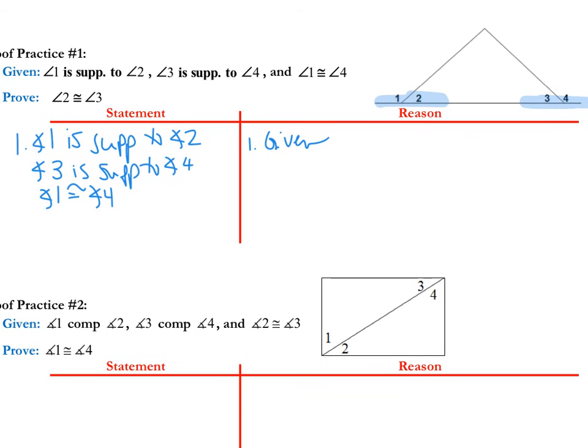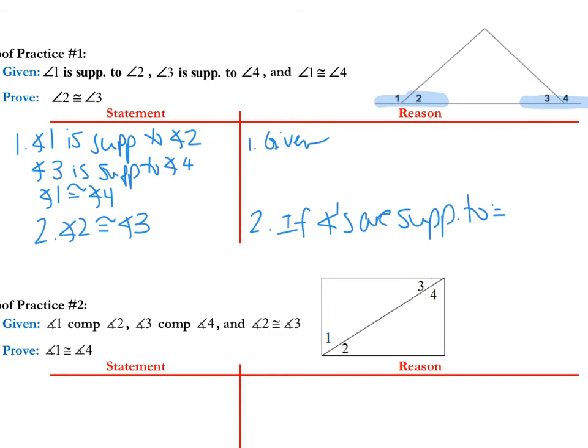Okay. Well, this one's actually pretty quick because we already know that we have two pairs of supplementary angles, and we already know that one of those from each is congruent to itself. So we can go ahead and say that angle 2 is congruent to angle 3 because if angles are supplementary to congruent angles, then the angles are congruent.